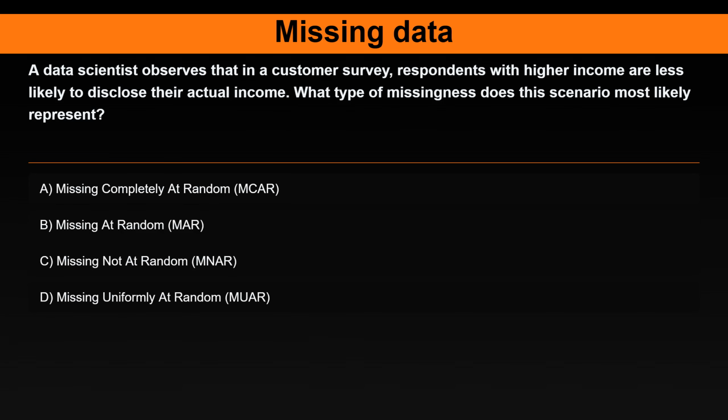Question 10. A data scientist observes that in a customer survey, respondents with higher income are less likely to disclose their actual income. What type of missingness does this scenario most likely represent? Option A, missing completely at random, MCAR. Option B, missing at random, MAR. Option C, missing not at random, MNAR. Option D, missing uniformly at random, MUAR.